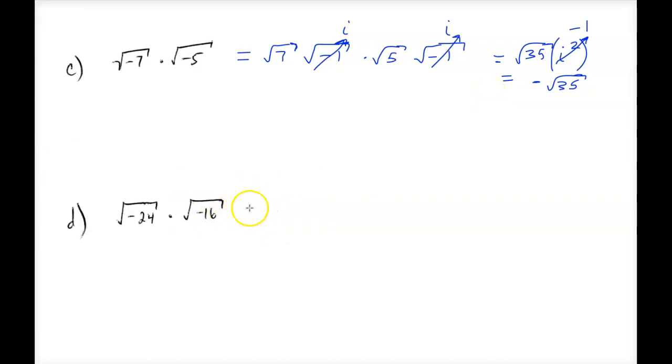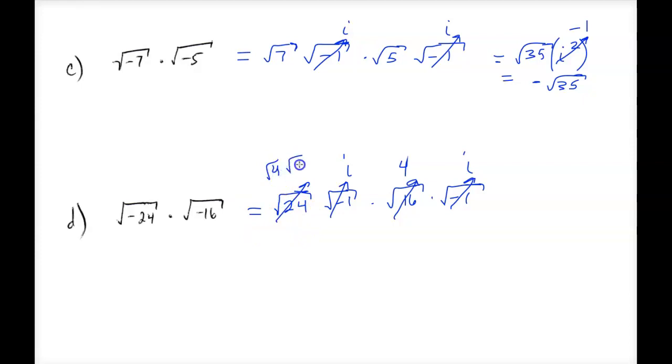And then finally, for example D, we know that we can break this up into square root of 24 times square root of -1 times square root of 16 times square root of -1. Both of these being i, square root of 16 is 4. And we know that square root of 24 is the same as square root of 4 times square root of 6. Okay. And square root of 4 just ends up being 2.